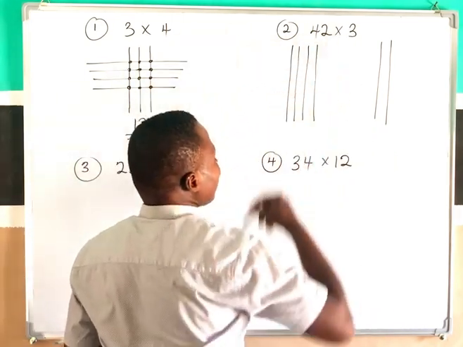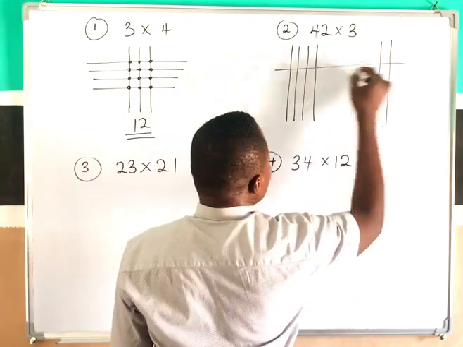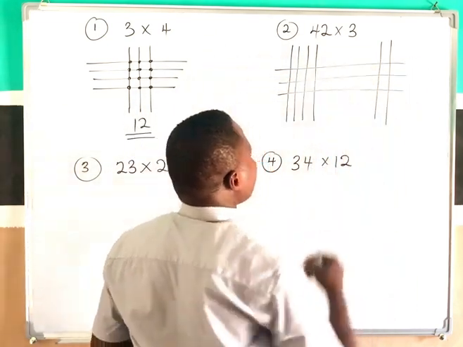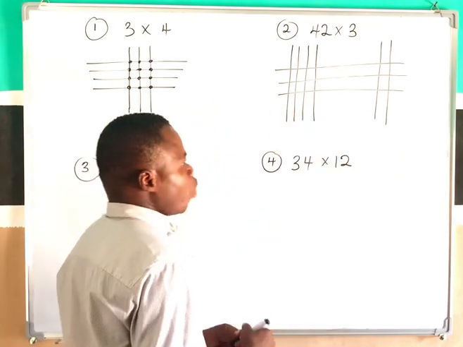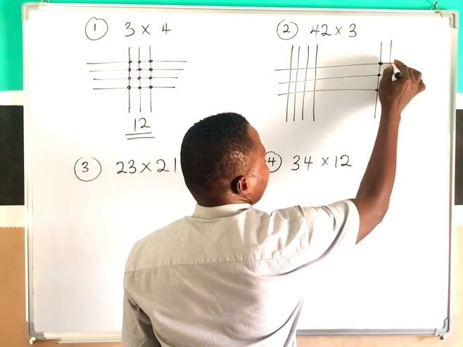Then I'll now draw lines to represent this 3. So meaning I'll draw 3 lines to cross these lines. Then after this, I'll put dots where these lines cross each other. So dot, dot, dot, dot.